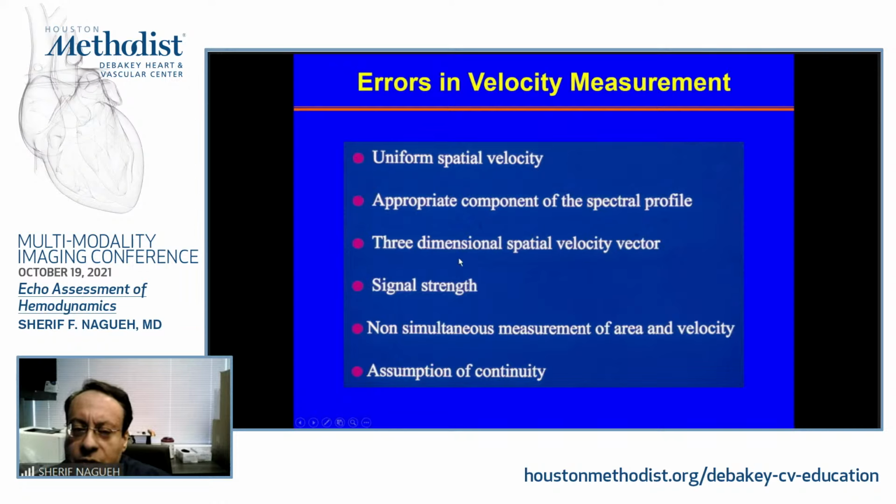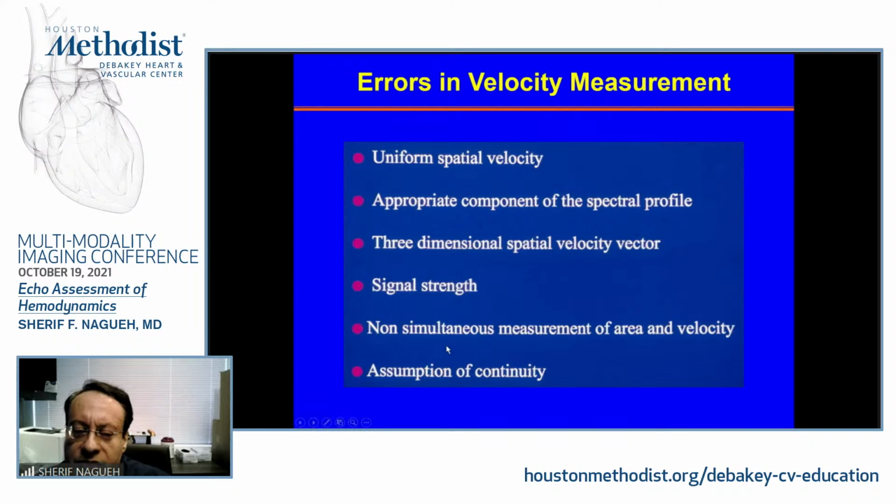The third assumption when we do the calculation that can be problematic is the velocity that we are measuring in a given view is representative of the 3D vector. And as you can imagine, this may not be the case. The strength of the signal, if it is faint and the contour is incomplete or not clear, would result in errors of measurement.